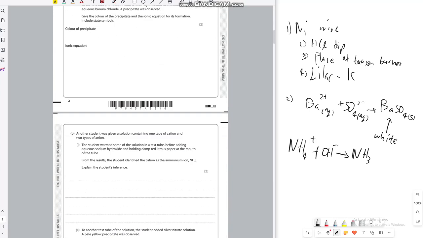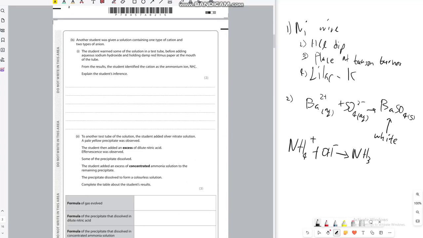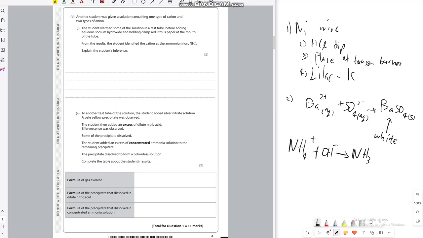Alright. The student added an excess of dilute nitric acid and effervescence was observed. So when you add acid and a gas is given, most probably the gas given out is carbon dioxide, and the ion which was there in the solution can be a carbonate.